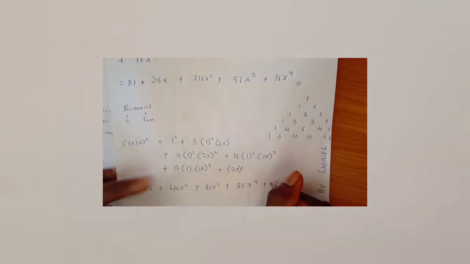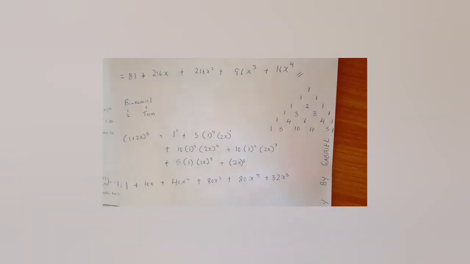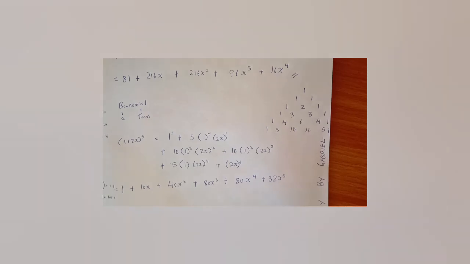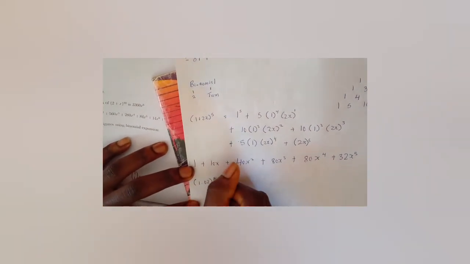2x raised to the power of 5, that should be 32x raised to the power of 5. Nice. Now, this is our expansion, and we are going to use it to obtain an estimate for 1.02 raised to the power of 5.